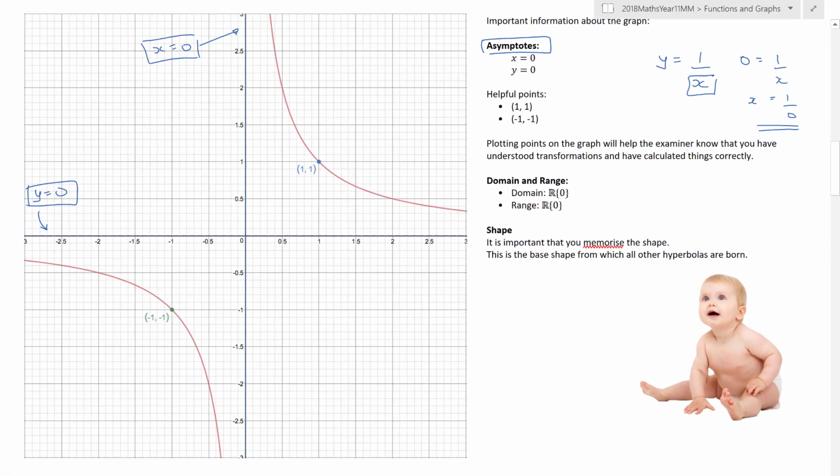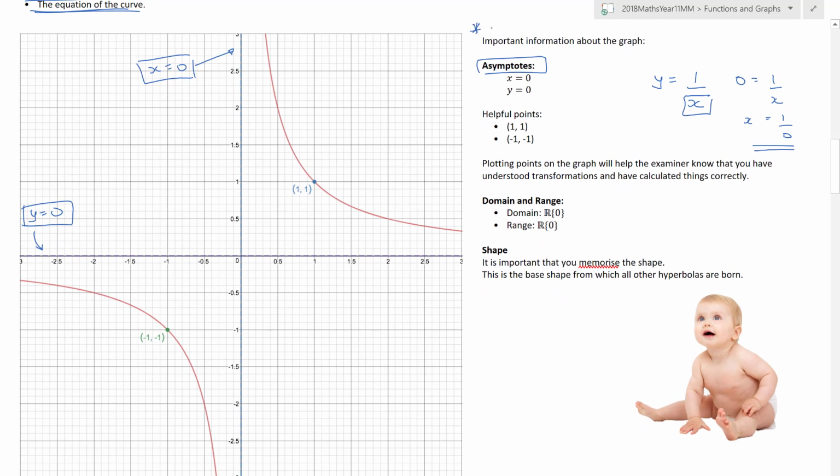So we'll go back to my original graph. In an exam, you will undoubtedly be asked to find important information, right? It will ask you to label things like asymptotes, helpful points, and it may talk about domains and ranges. It'll also ask you to work out axis intercepts. So in this graph here, I've now labeled my asymptotes.